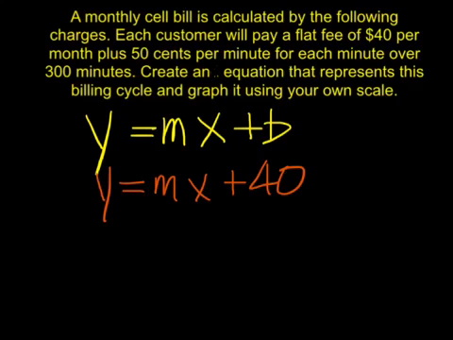$50, right. So what if I use 700 minutes? How many minutes did I go over? 400, and I'd have to multiply that 400 by what? 50 cents. So what's 400 times 50 cents? $200. So what is changing all the time? What could be different from month to month? The minutes used. So what do we need to let represent the minutes used?